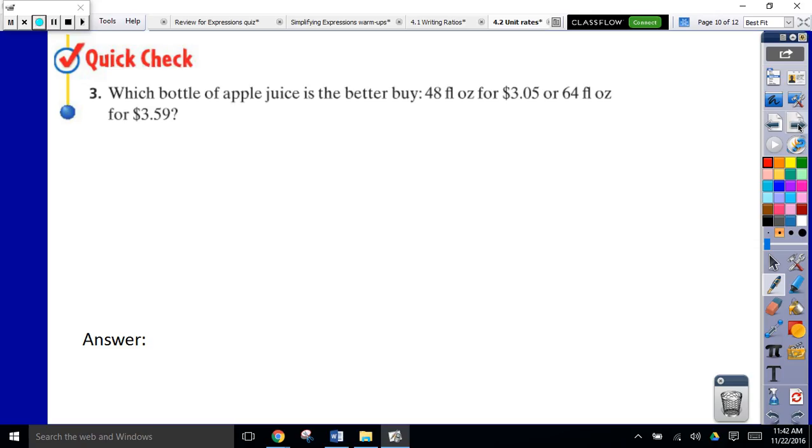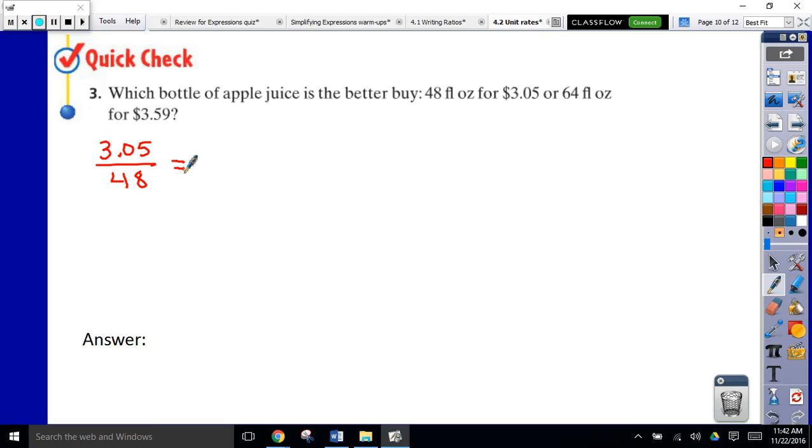Let's see, I'm going to use the cards to randomly choose someone. Bella, can you tell me what I would do first? 3.05 on the top part, and 48 on the bottom. Good. I want cost per ounce, so I put cost on top, ounce on the bottom. Okay, I would highly recommend you use a calculator to do these. You certainly can do the math on paper, but for things like this, you're probably going to be more accurate and work a little more quickly if you do use your calculator.